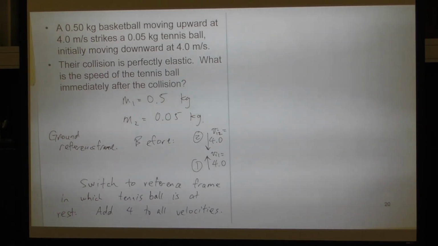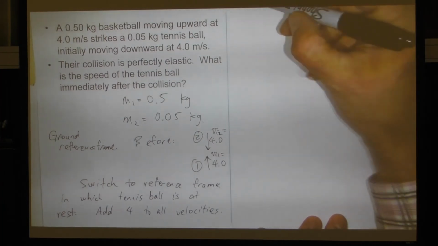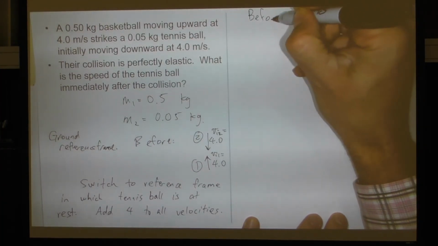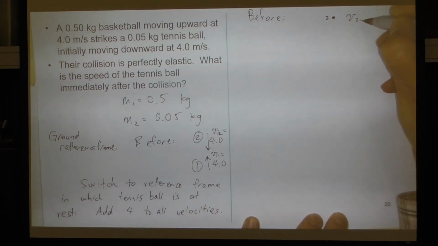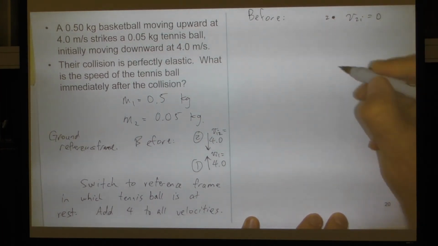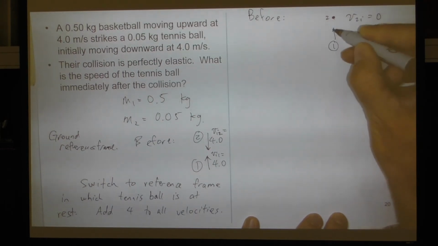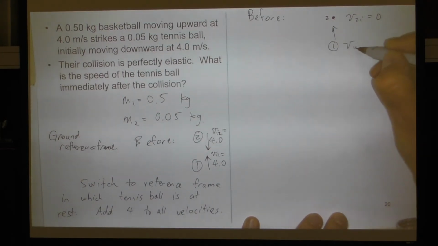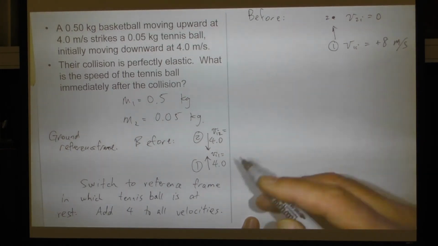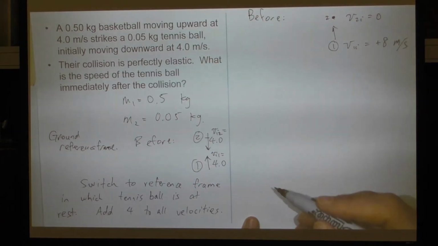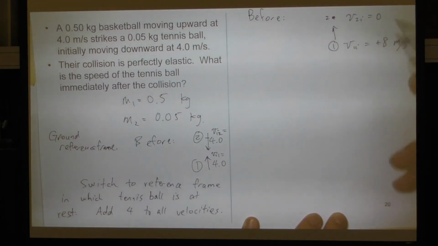And that saves me a whole lot of math. So now my before situation looks like this. The tennis ball is just sitting there, v2 initial equals 0. And then the basketball now is coming up towards it at, what do you think? Exactly, 8 meters per second. So I guess this minus 4, add 4, get 0. The plus 4, you add 4, you get 8. So that's the relative velocity of these two balls now.